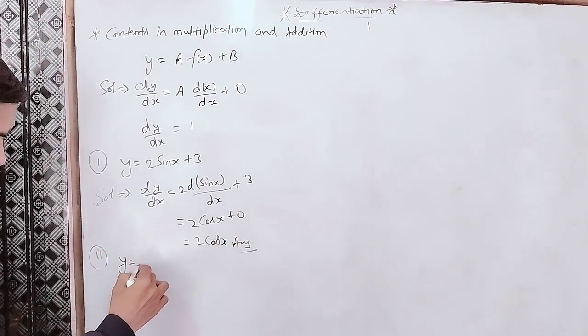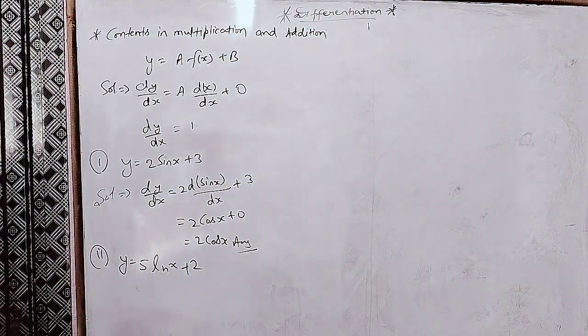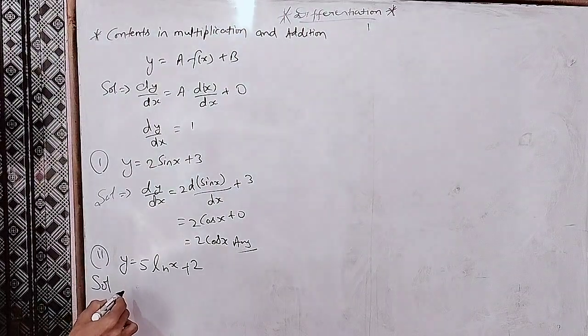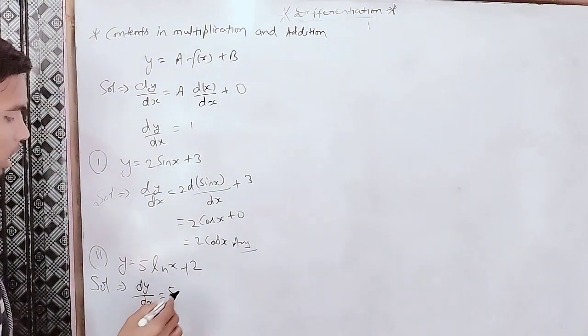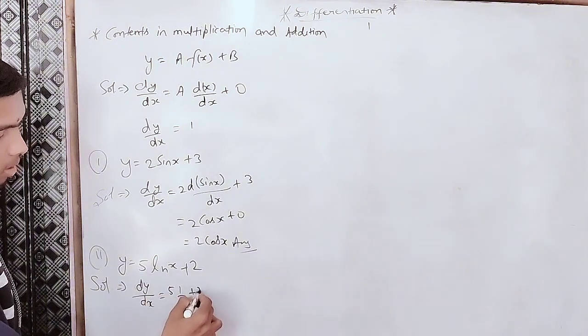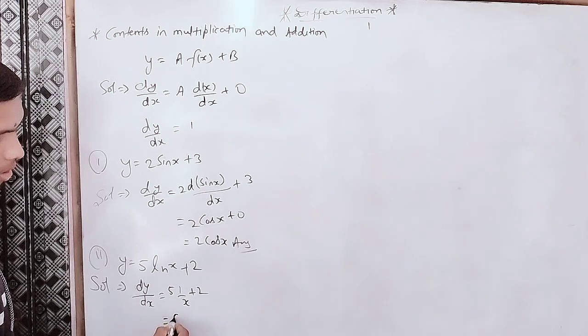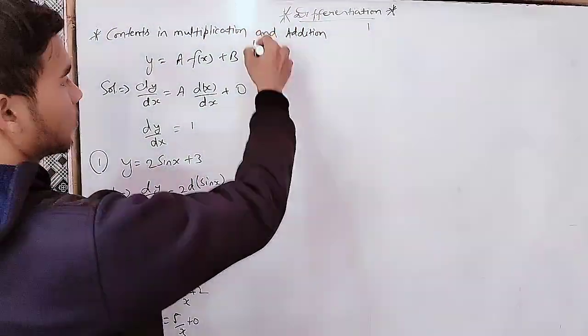Next question. y is equal to 5 ln x plus 2. Now, the first step is to solve dy by dx. 5 is with the multiplication, that's why we are writing it as it is. So the differentiation of ln x is what? 1 by x. So, 5 by x plus 0. 5 by x.